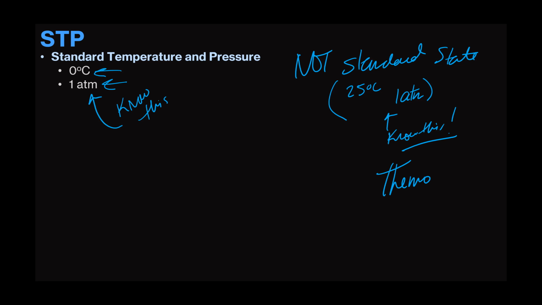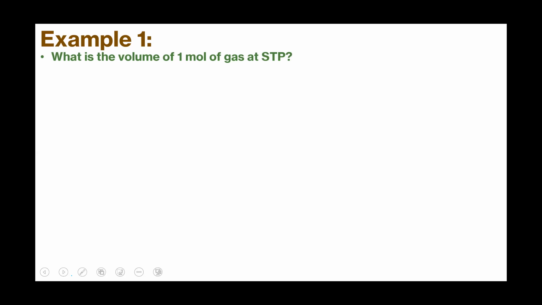All right, let's start working some examples. Here's a question. This is why I brought up STP. What is the volume of 1 mole of gas at STP? This is the nice thing about the ideal gas law. The identity of the gas does not matter.